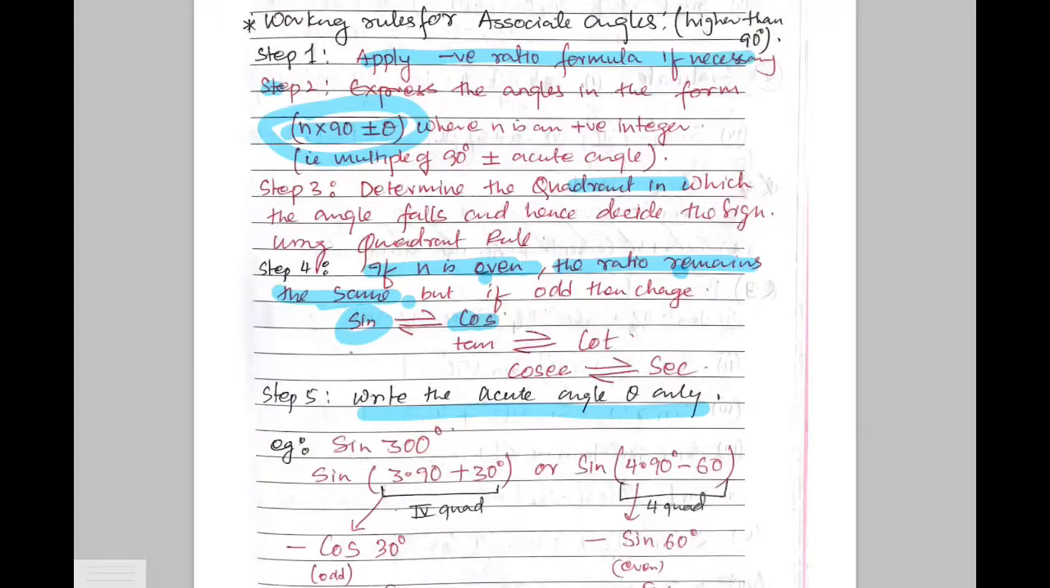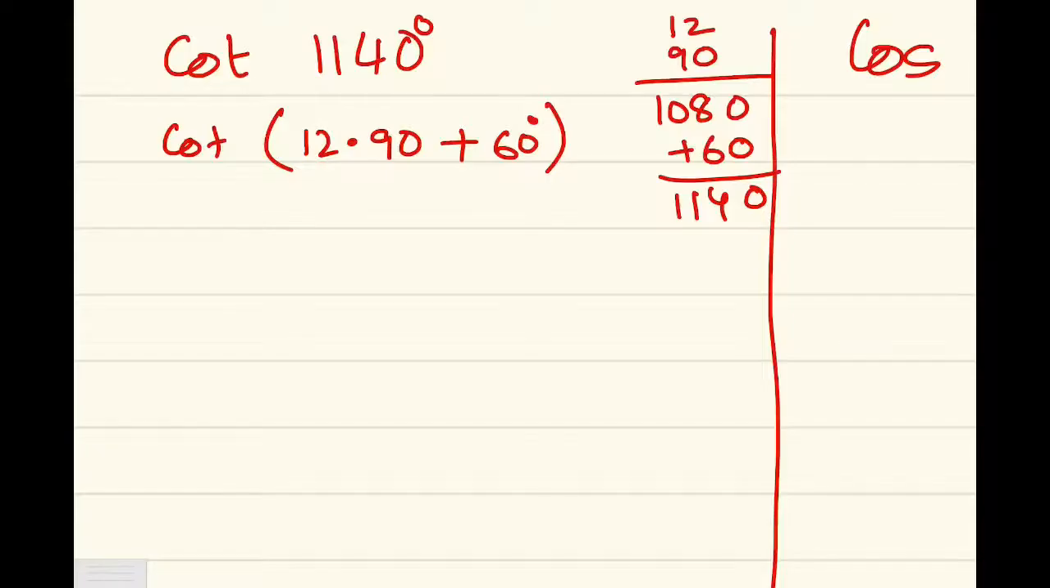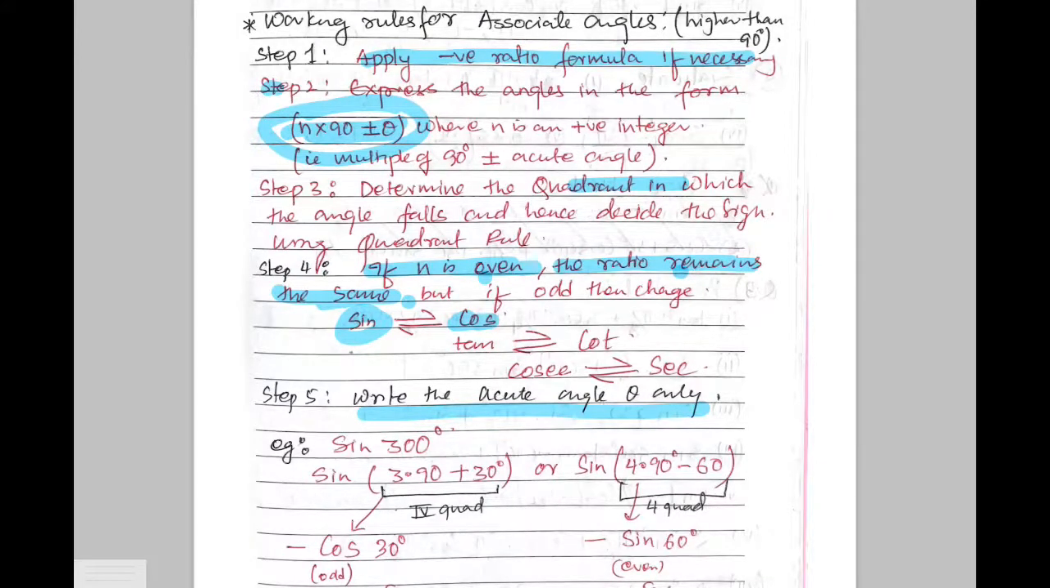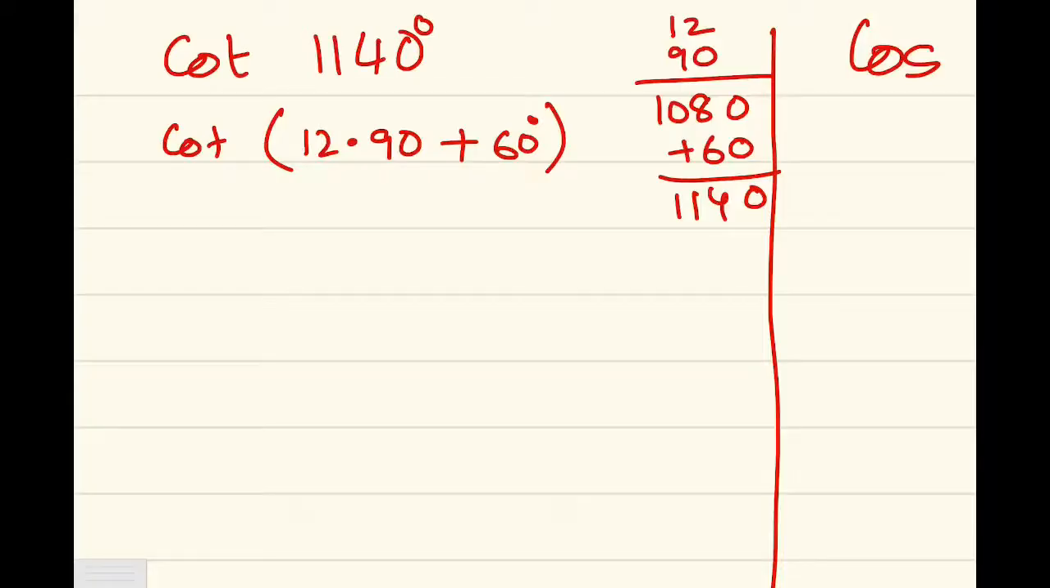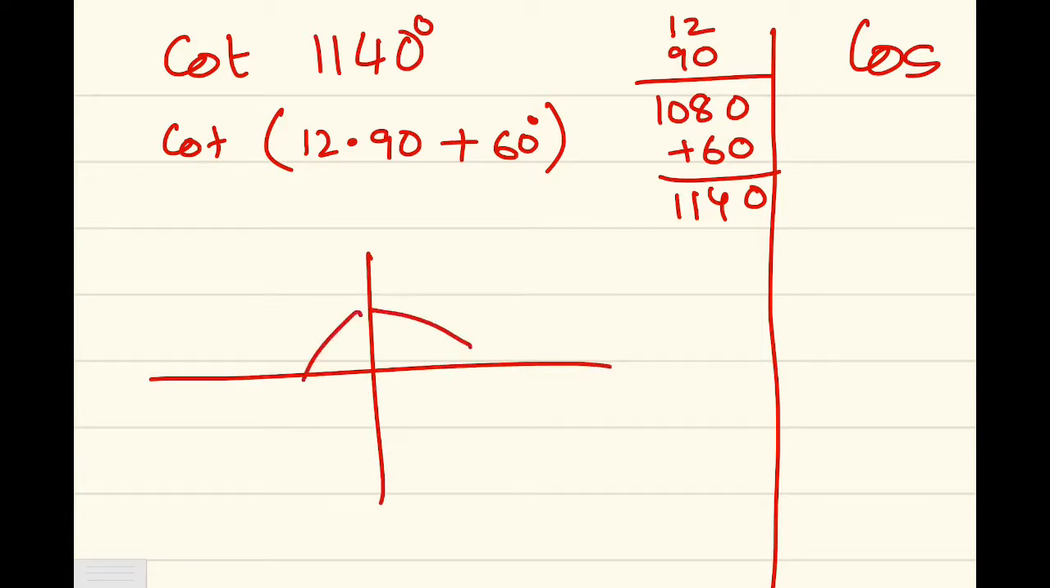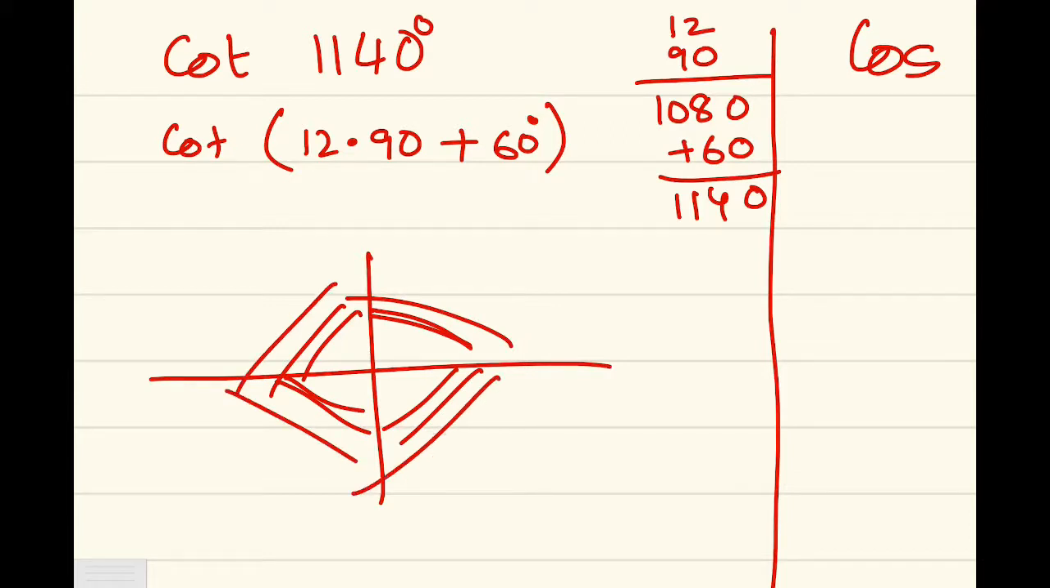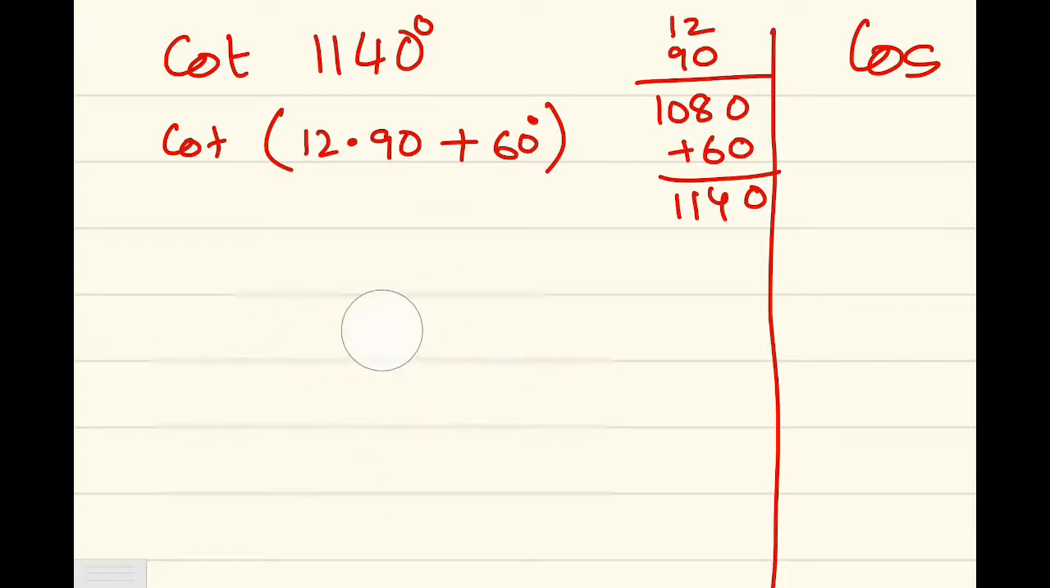Sorry, second step, I've expressed it in multiples of 90. Then I need to check. Step 3 says determine the sign. I have to check the sign. So in which quadrant does it fall? Let's check. 12 times 90: 1, 2, 3, 4, 5, 6, 7, 8, 9, 10, 11 and 12. It reaches here. Plus something means in the first quadrant, isn't it? And you know, in the first quadrant everything is positive, so positive sign.